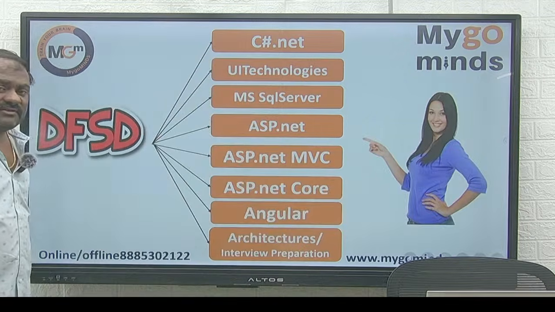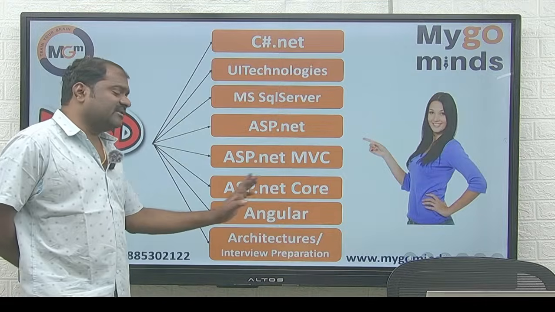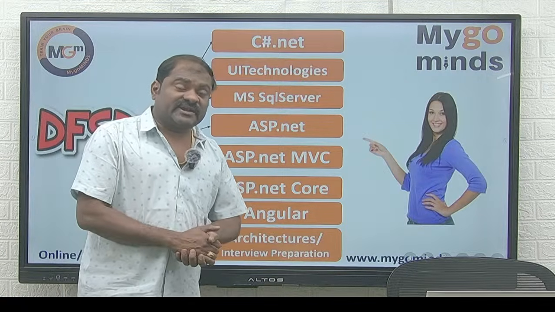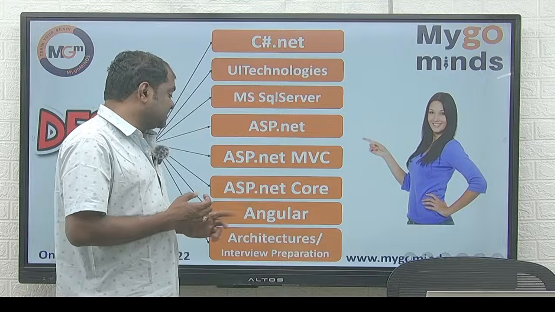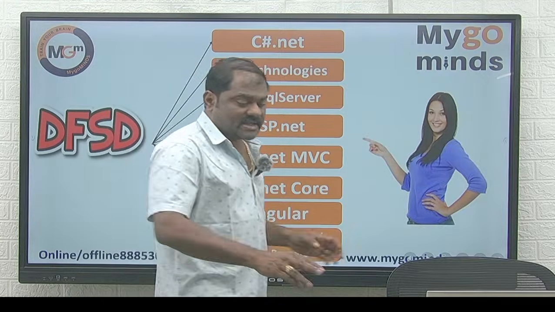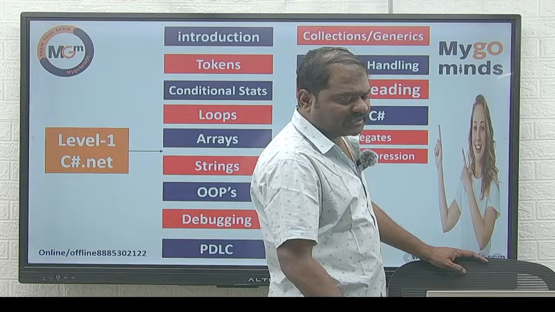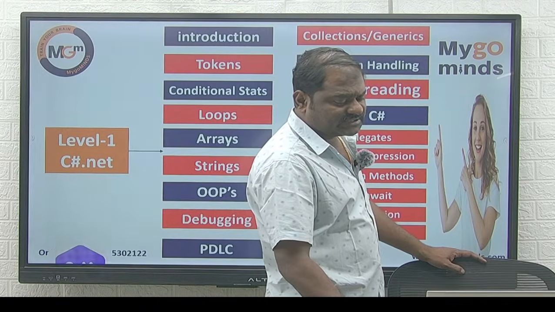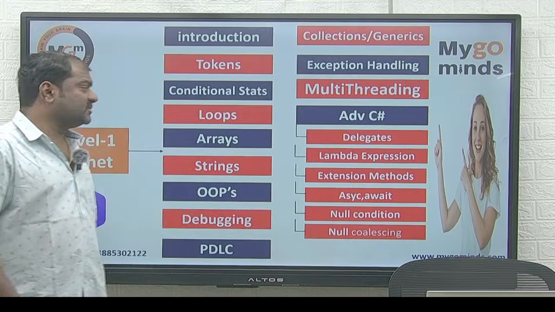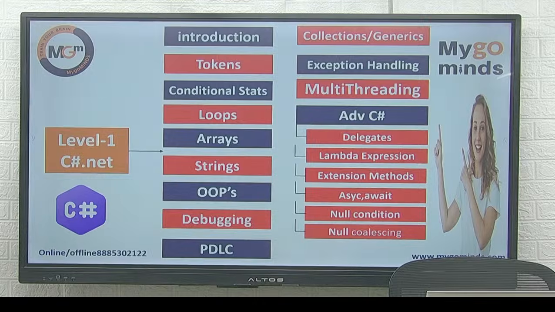Angular and React are very popular, but for .NET students, Angular is very good. Angular is a framework. React.js is a library which is used to develop single page applications. In C#.NET, you must have knowledge of all programming concepts: introduction to C#.NET, tokens, conditional statements, loops, arrays, strings, OOPS. OOPS is very, very important.